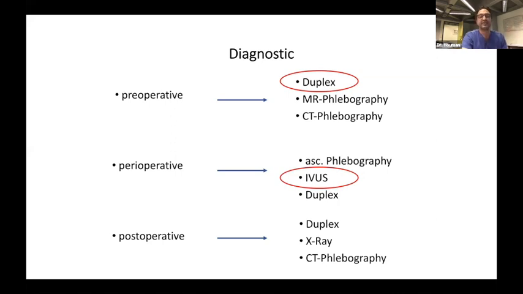But with IVUS, not only can you precisely decide the size of the stent and your proximal and distal landing zone, but you can also reduce radiation exposure and the amount of contrast. And in a post-operative setting, again, duplex is very easy. Even I can use a duplex in an easy way because you can visualize the stent, the length of the stent, the shape of the stent, measure area, diameter, nearly you can do everything.